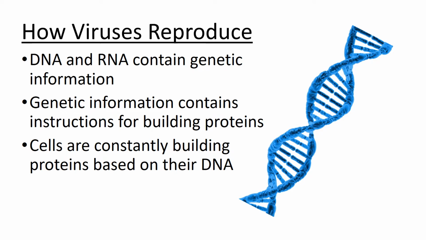DNA and RNA contain genetic information. Genetic information contains instructions for building proteins. And cells are constantly building proteins based on their DNA.